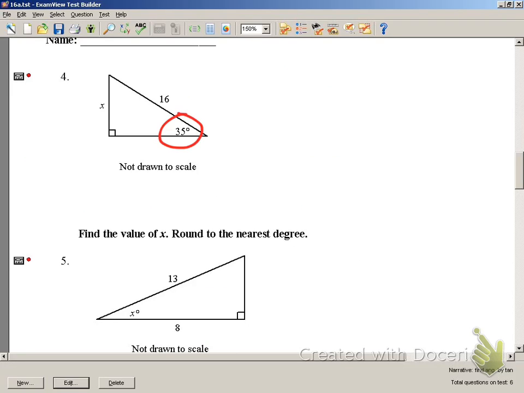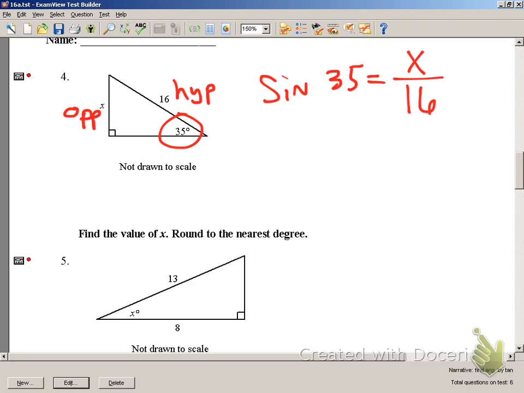Here's my angle. I have the opposite side and I have the hypotenuse. That is sine 35 degrees equals opposite, which is x, over hypotenuse 16. Now, we've already discussed, if we're looking for an angle measure, we're going to use inverse. If x is in the denominator, we will divide. If x is the numerator, we simply only have to multiply sine 35 times 16.